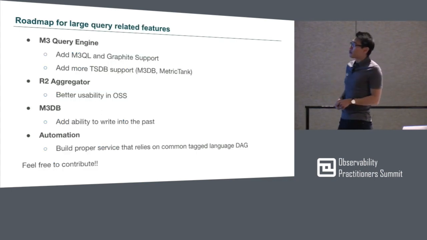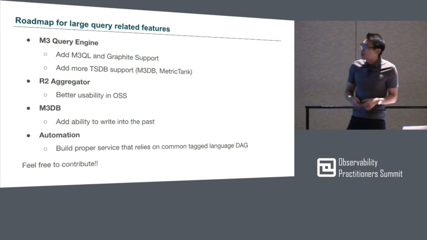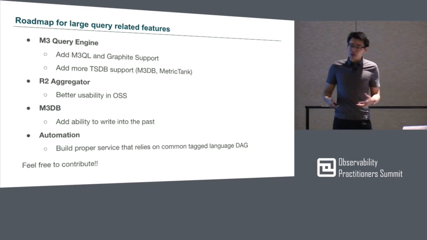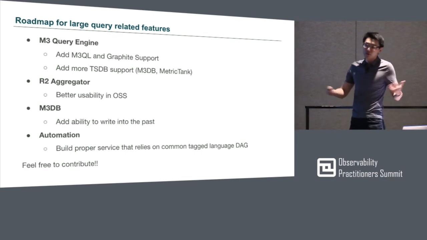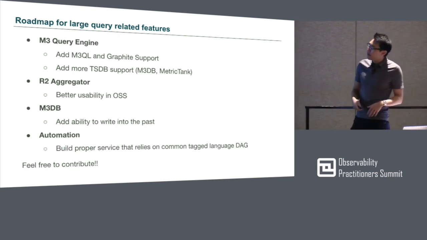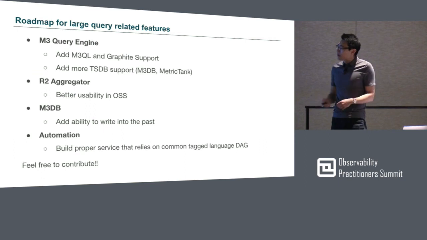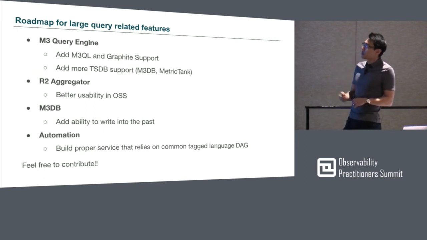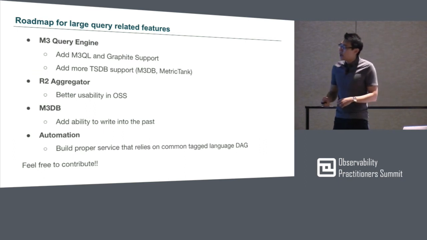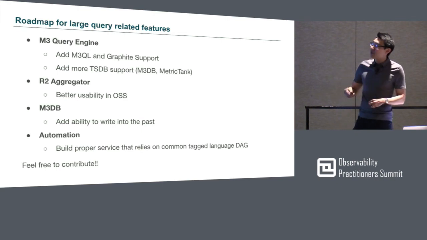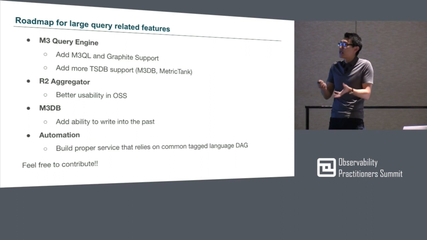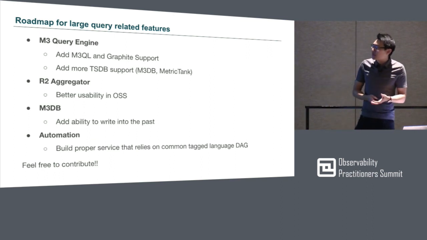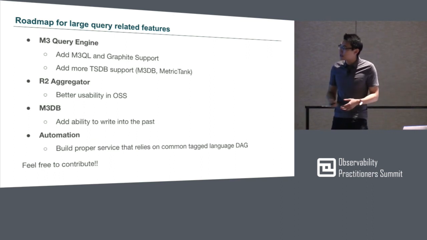Just quickly, what are some roadmaps for some of this stuff? So at the query engine, we've got most of the features done right now. We want to add more language support. So we want to add M3QL, which is our own custom tagged query language, and Graphite support as well; it has PROM support today. We also want to add more time series database support to M3QL so that you can use the query engine against not just M3DB but also Influx and Metric Tank and things like that.